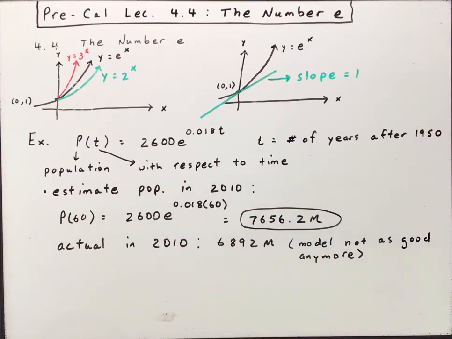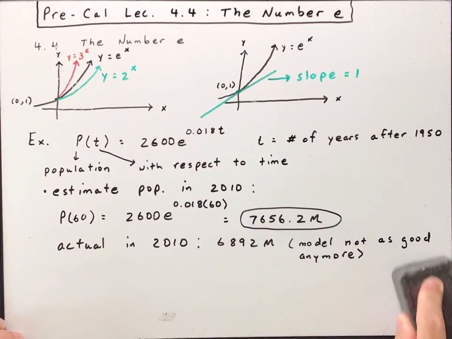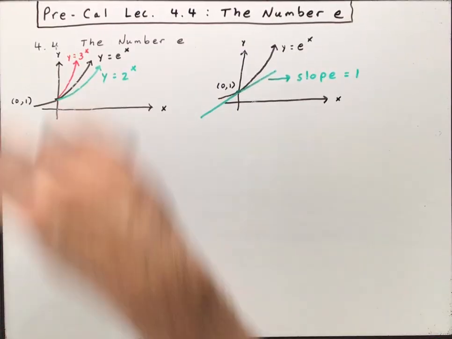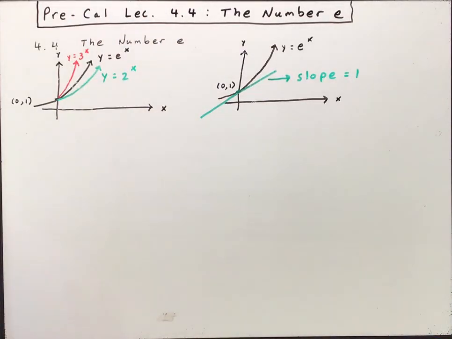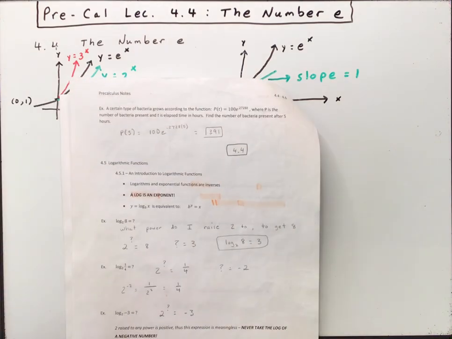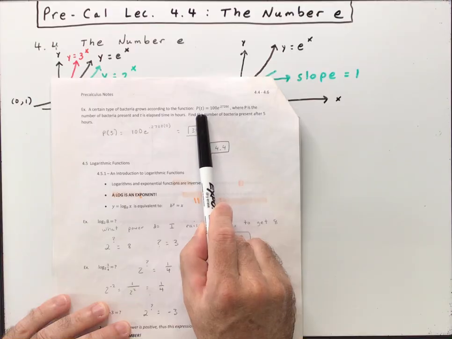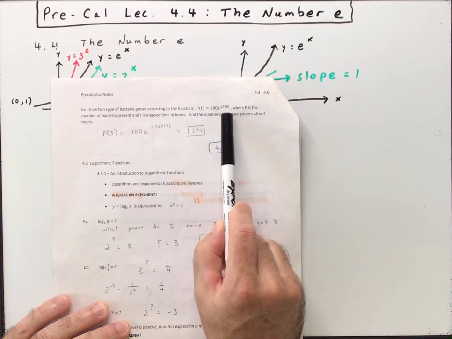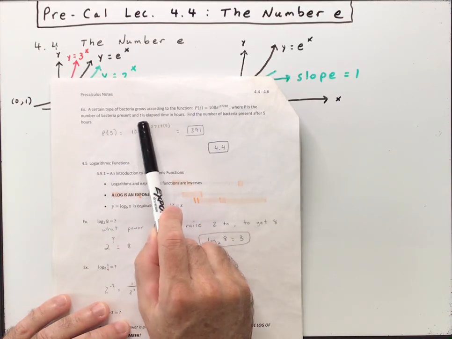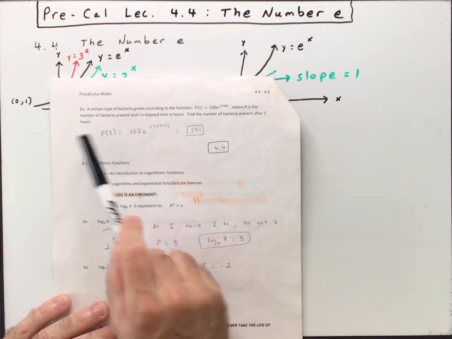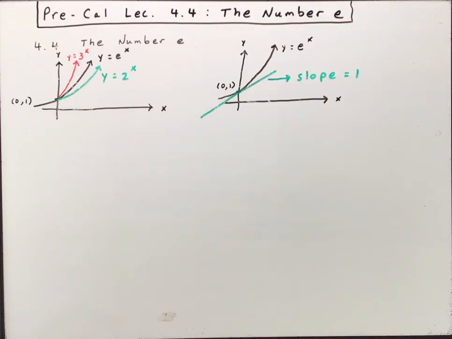All right. So there you go. That's how you use E in your calculator and plug numbers in. And that's basically what you're going to be doing on this homework. So I've got one more example to look at. If you'll turn the page, up at the top, it says a certain type of bacteria grows according to the function P of t is equal to 100 e to the 0.2728 t, where P is the number of bacteria present, T is elapsed time in hours. Find the number of bacteria present after 5 hours.